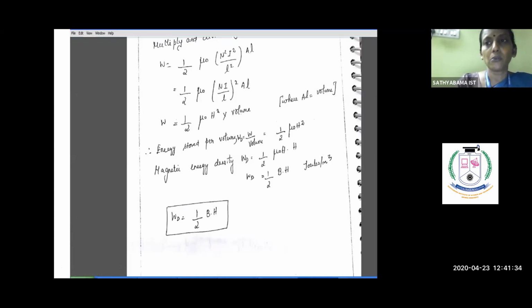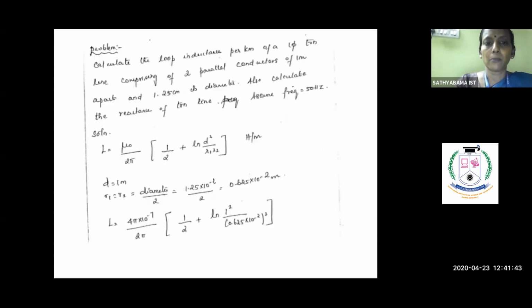And we'll just go back to the mutually induced EMF, because the problems will be asked in the mutually induced EMF. So we'll just see one of the problems in transmission line as well as in mutual inductance, which may help you to attempt the 16-mark question. Here, calculate the loop inductance per kilometer of a transmission line comprising two parallel conductors of 1 meter spacing and 1.25 centimeter in diameter. Also, calculate the reactance of the transmission line, assuming frequency 50 Hz.